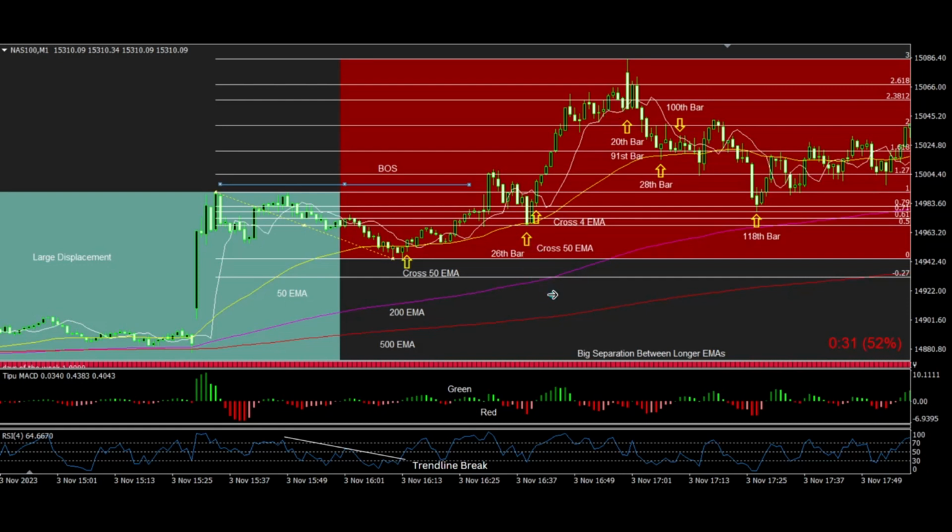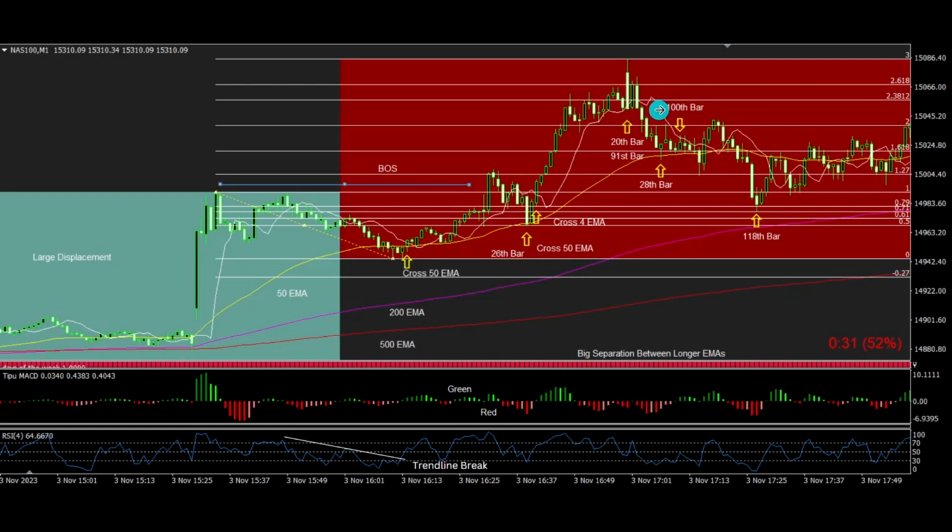So looking at this chart, in terms of predicting price movement, we count the number of bars from the last time price has crossed the EMAs. So the 50 EMA was crossed here. This is the 20th bar. It crossed the 200 EMA here. And this is the 91st bar since that crossing. Halfway point is the 100th bar.